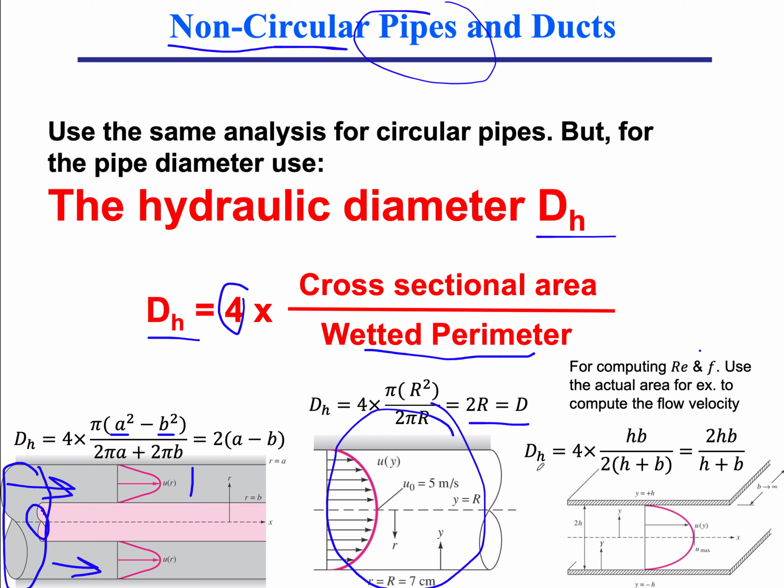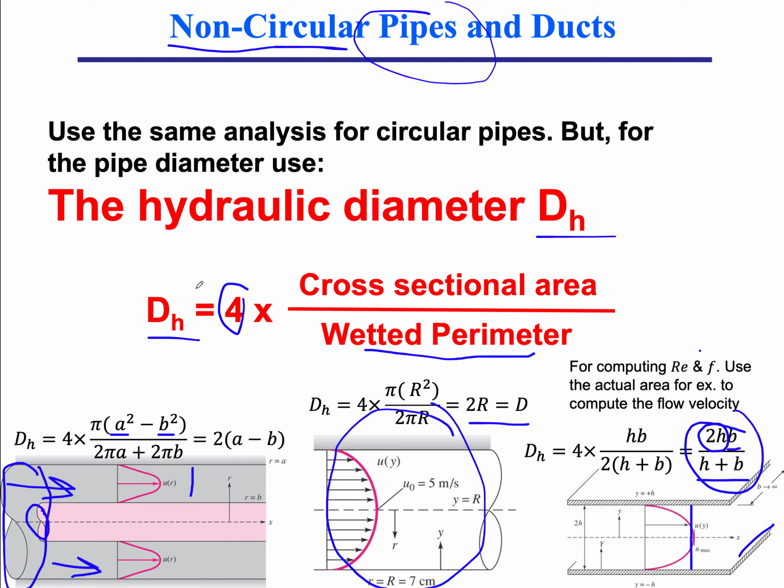And for the rectangular duct, you're going to get 2hb, h being the height and b being the width. So here it is half the height, h. So it is the height of the rectangular duct multiplied by the width divided by h plus b.